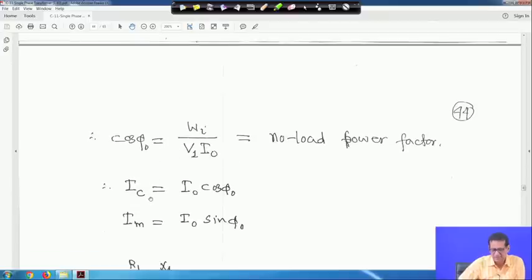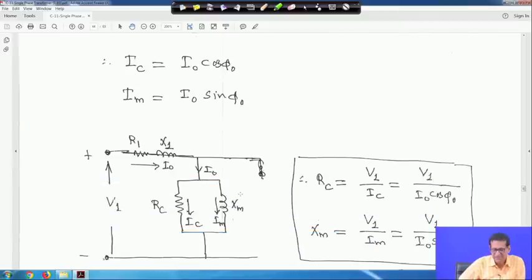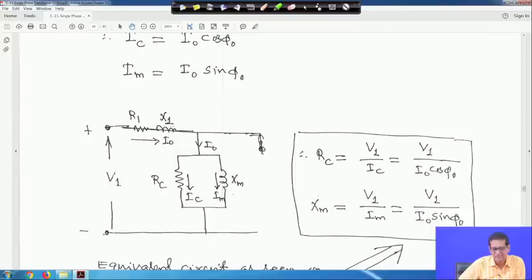If you get cos phi 0, you will get IC as I0 cos phi 0, as we have seen before, and you will get IM as I0 sin phi 0. Therefore, in your equivalent circuit, say this is R1 and X1, and this is the current I0. The secondary side is open circuited, so nothing is drawn after this. R1 and X1 are put here, and this is the current I0.